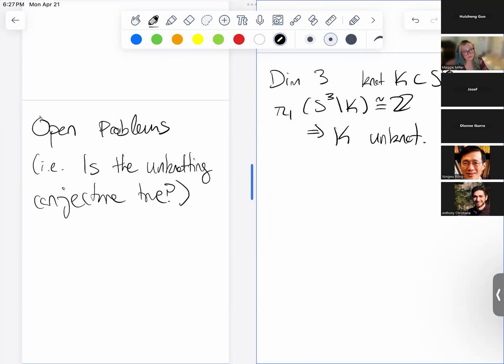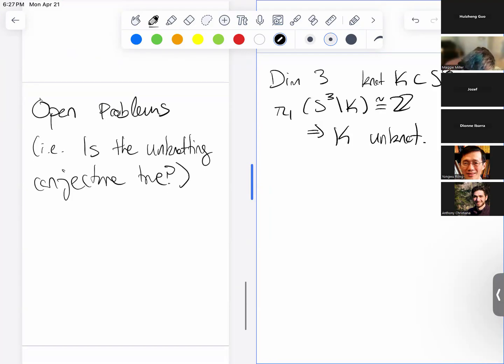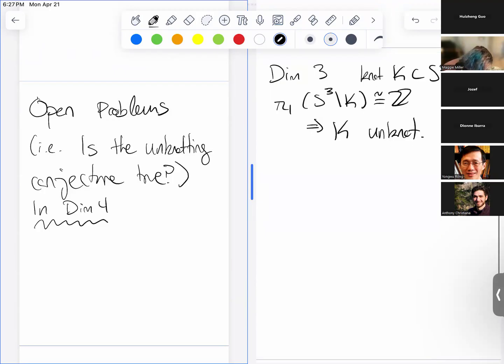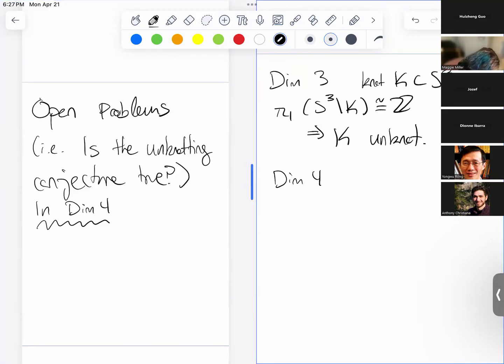But in dimension 4, we do not know that that is true. We know it in many cases. So in dimension 4, first of all, I should tell you what I mean by unknot. In dimension 4, if we have a surface that is oriented, then we define unknot totally analogously to dimension 3. In dimension 3, the knot that is the unknot is the one that bounds the simplest possible thing, right? A disk. So if we have an oriented surface, what's the simplest possible thing that it could bound?